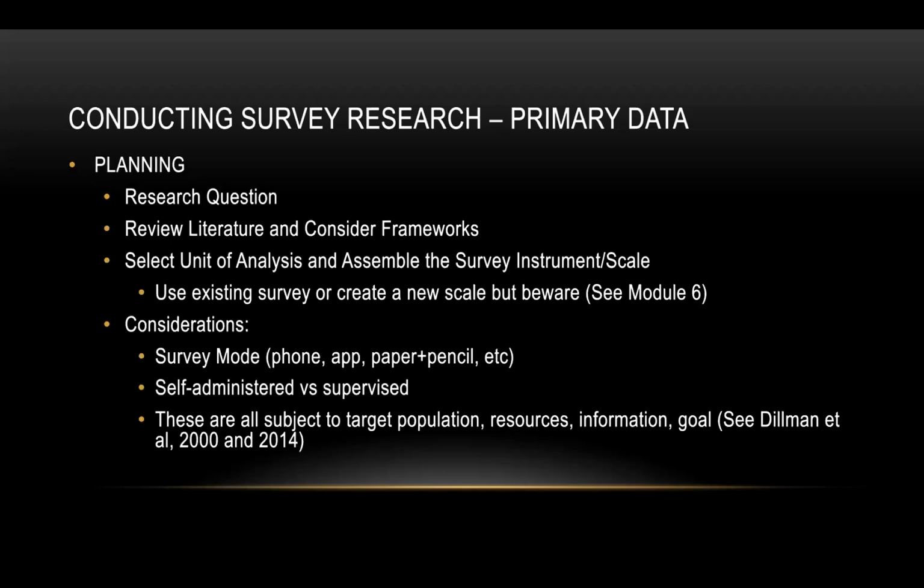So this may look very familiar in terms of research design. You have your research question, you review your literature, and you consider frameworks. You select your unit of analysis. And the difference here is that you're assembling the survey instrument. So you've already used the literature to validate the fact that this is the survey that's going to get you as close as possible to your research question. And you may have adapted some of the questions. You may have cut some of it, for example, if it wasn't relevant to the population you're interested in.